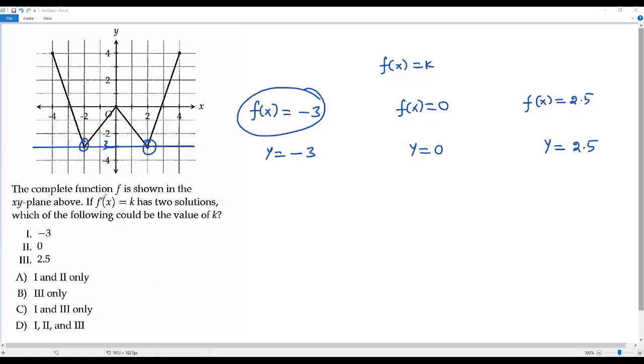So it satisfies the condition given in the question, two solutions. So when k is equal to -3, the equation over here has two solutions. So statement 1 is correct. So let me take it.